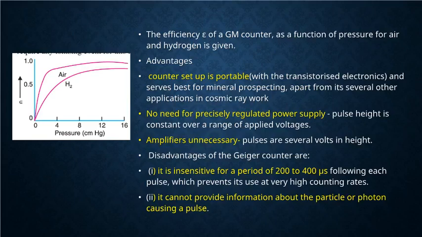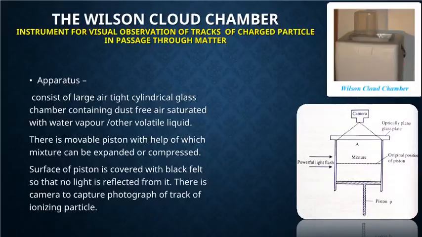But in those detectors, we were able to identify particles by comparing pulse height. But in the GM counter this is not possible. So the GM counter cannot provide information about the particle or photon causing a pulse. Also it is insensitive for a period of 200 to 400 microseconds following each pulse, which prevents its use at very high counting rates. Now let's see the construction and working of an instrument used for obtaining the track of a charged particle moving through matter.